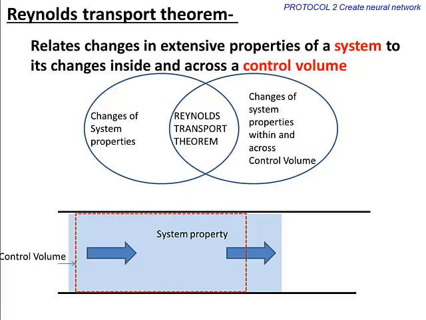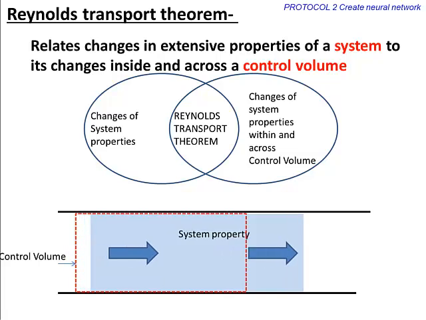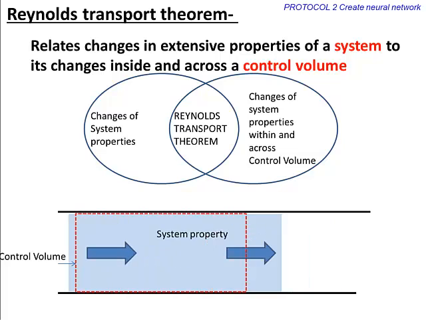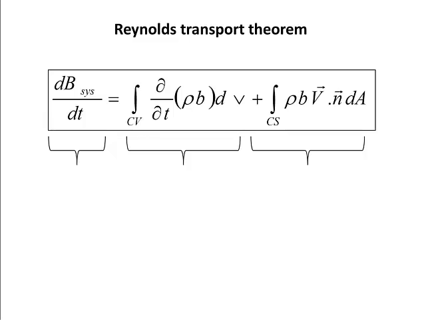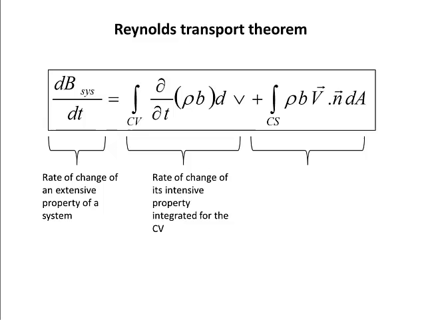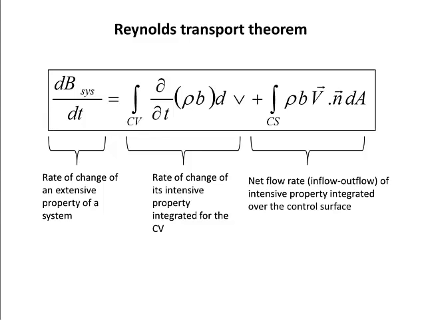system. In a control volume analysis, we focus our attention on the control volume and observe the motion of the system through it. In many practical cases, the reactive force developed by the moving system on the control volume is of interest. Mathematically, we can show that the rate of change of an extensive property of a system is equal to the rate of change of its intensive value integrated over the control volume, plus its net flow over the control surface. This is called Reynolds transport theorem.